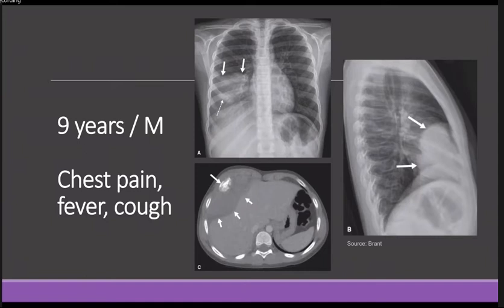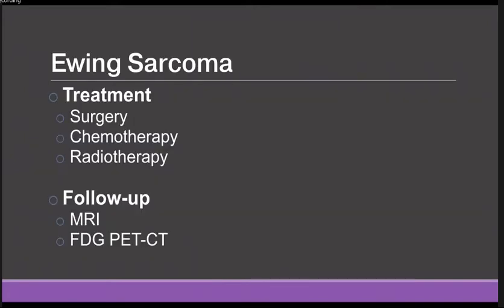Here, these PA and lateral chest radiographs show an opacity in the right lower anterior hemithorax with a lobulated mass-like appearance. Axial CT was done to further assess this lesion, and we can see the axial contrast CT shows sclerosis, cortical destruction, and periosteal reaction in the anterior sixth rib. And there's an associated large soft tissue mass that's also compressing on the liver. This is a case of Ewing sarcoma.